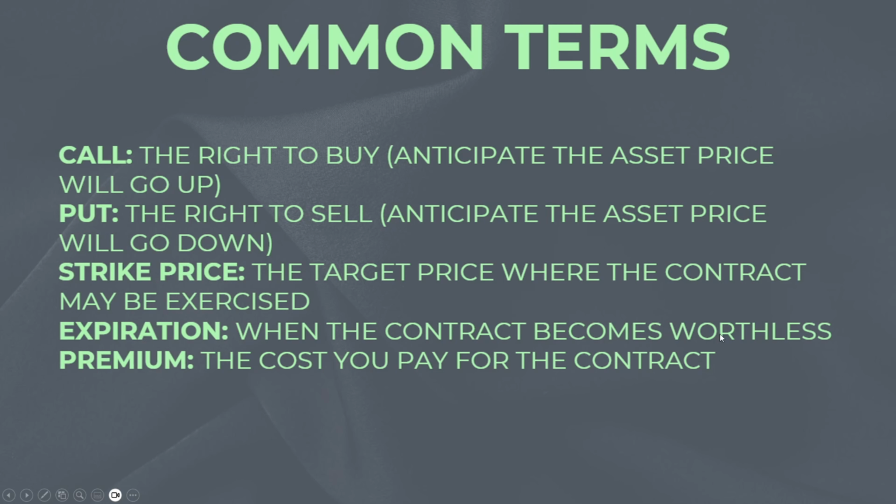That's when the contract becomes worthless or the contract literally expires. And then finally, premium, which we already talked about, the cost you pay for the contract at that particular time. We're going to talk about strike price and expiration in great detail kind of towards the end of this, because strike price and expiration is really what you are concerned about if you actually plan on exercising options contracts.